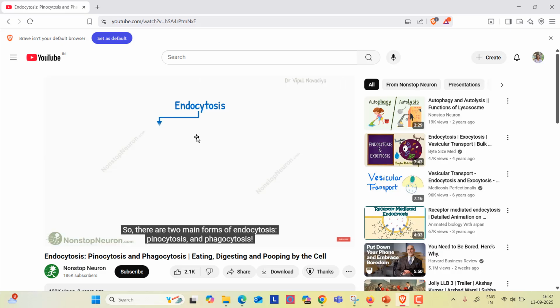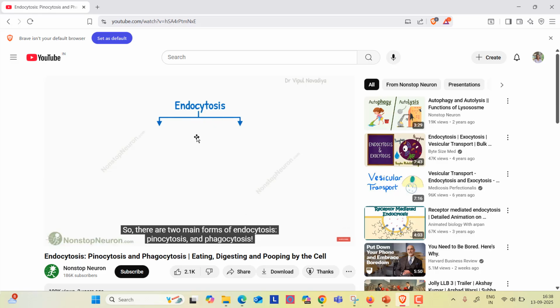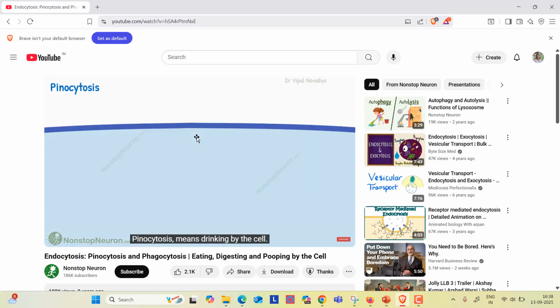So based on this cell membrane and this external layer forming around the nanoparticle, endocytosis is divided into phagocytosis and pinocytosis, and pinocytosis is again divided into subgroups. So the main types are pinocytosis and phagocytosis, right? First, let's talk about pinocytosis, which has many subgroups. It means drinking by the cell, right? I have told this earlier.